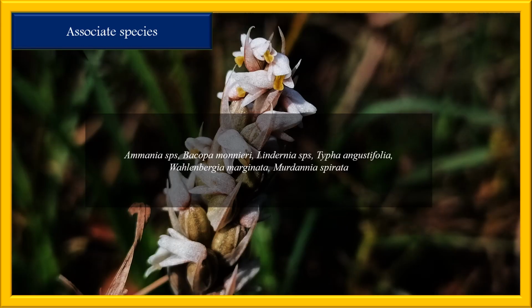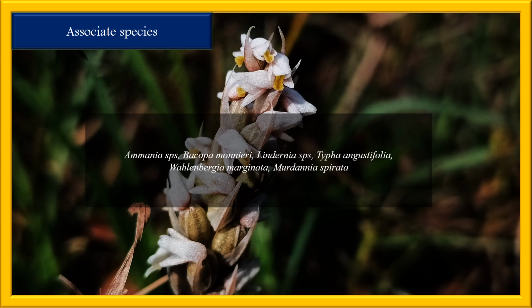So mostly whenever you see a rice field area that has a pond near it, and you can see these associate species, at the time of February you will surely see this particular ground orchid species. The associate species are Ammannia species, Bacopa monnieri, Lindernia species, Typha angustifolia, Wellenbergia marginata, Mudania spicata. These are the main associate species we see with this orchid.